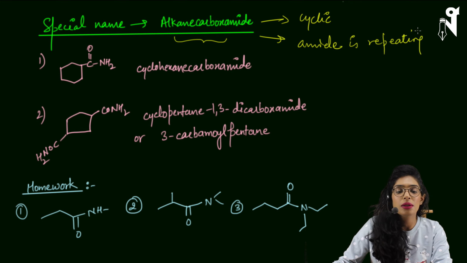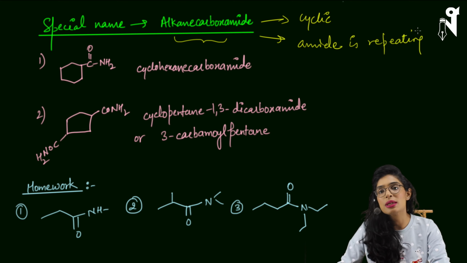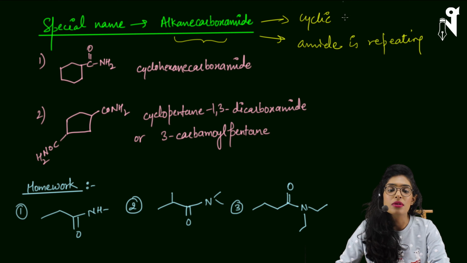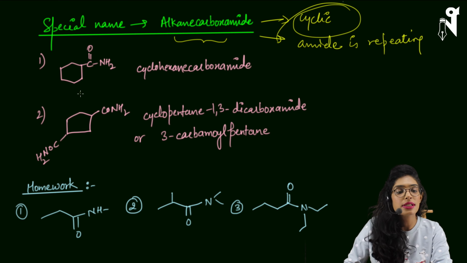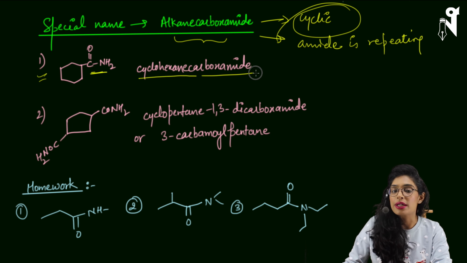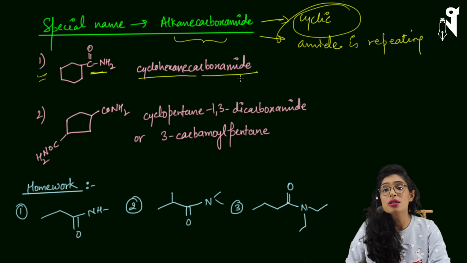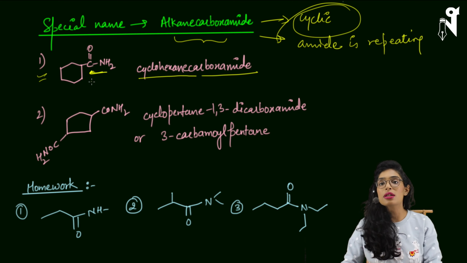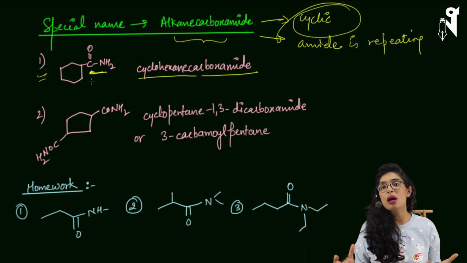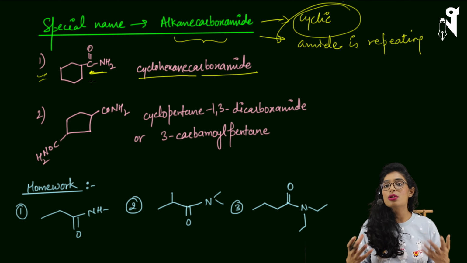Okay. Generally, you will see this mostly being used when the compounds are cyclic. So let's see the first example. I have a cyclohexane with CONH2, so I can simply write cyclohexane carboxamide. Again, when I'm marking this chain, I'm not counting the carbon of the amide group because it is outside the cyclic chain.